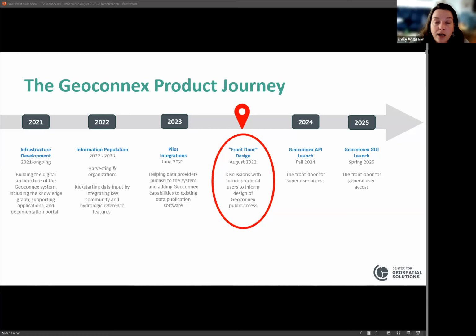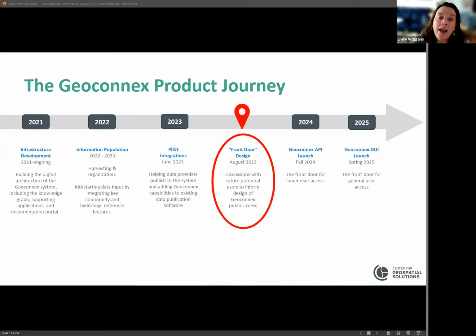Right now, we're actively working on designing what the front door of Geoconnex will look like. What we mean by that is, how are people like all of you on the call going to be accessing this in the future? So we're working with stakeholders to figure out what exactly that will look like, keeping in mind there's a variety of user types who will benefit from this.